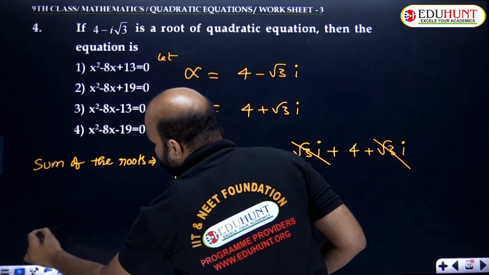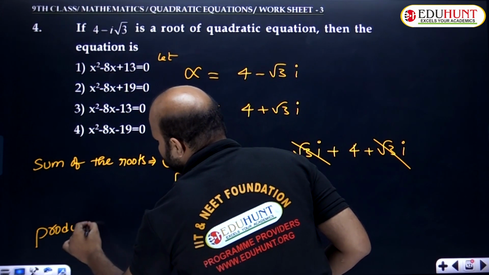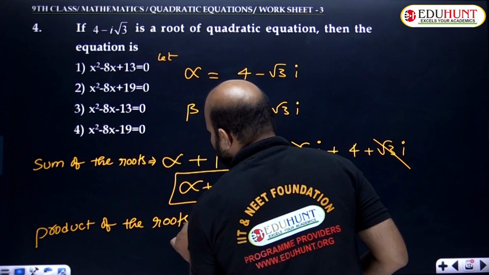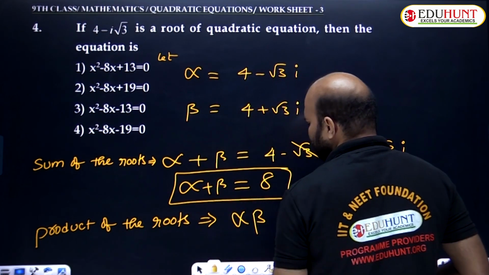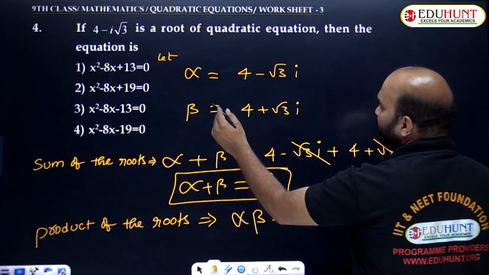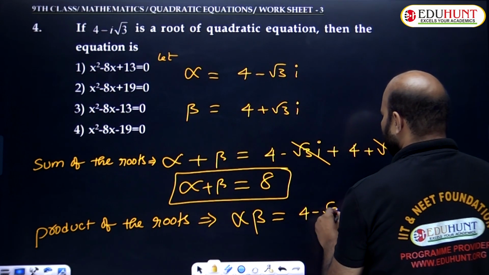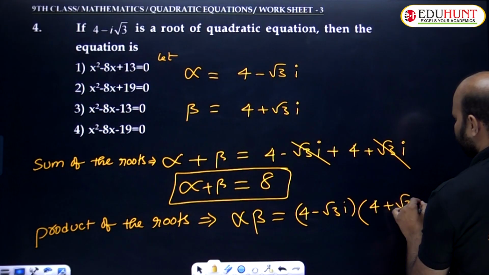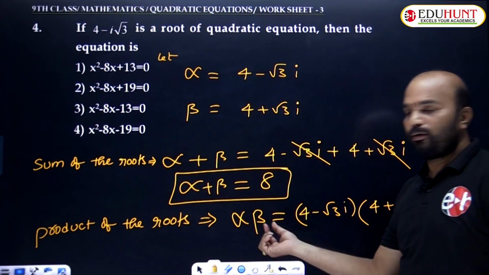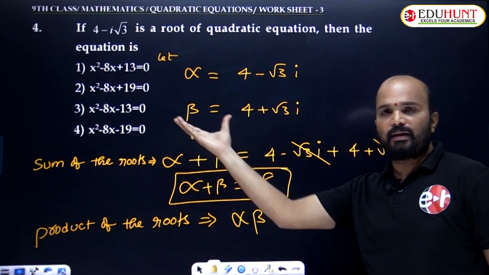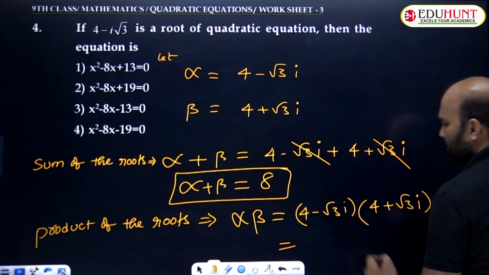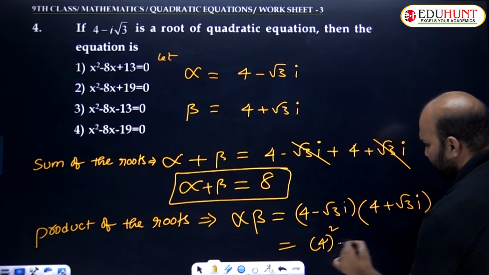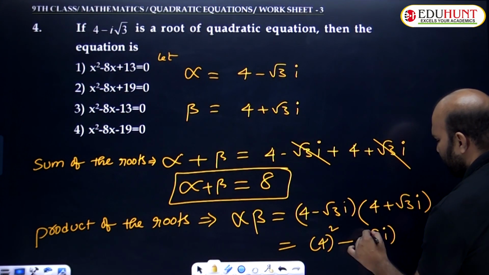Next we need to find the product of the roots. What is the formula? The product of the roots is alpha into beta. That is the formula. Alpha into beta equals alpha value 4 minus root 3 into i, into beta value 4 plus root 3 into i. So alpha into beta is the product of the roots, and alpha plus beta is the sum of the roots. So this is of the form a minus b, a plus b. What is the formula? a square minus b square, with b being root 3 into i.